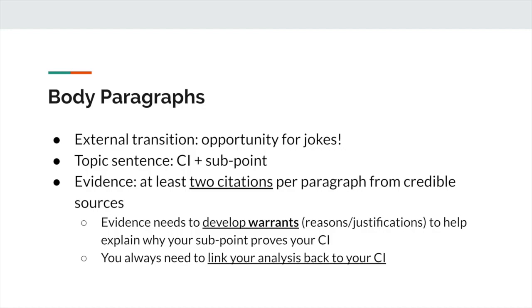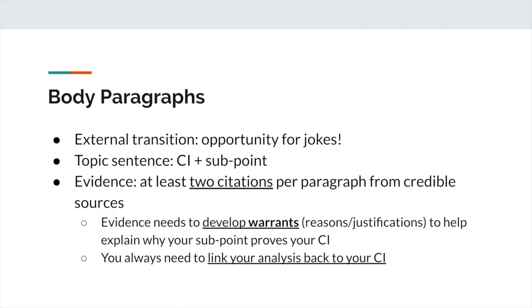Regardless, after you do that external transition, and it really shouldn't be too long, then you need to have a topic sentence that explains what your second subpoint is and its relationship to the controlling idea. And that oftentimes is as simple as, which brings me to the second reason why pizza is the best food ever, because it tastes delicious. Once you do that topic sentence and you restate what your subpoint and your controlling idea is, then it's time to get into the meat.